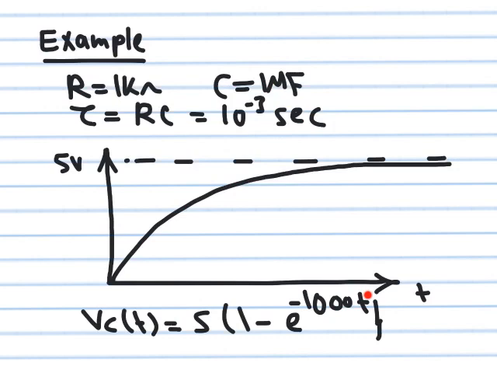Because, you see, if you put t equal to tau, which is 10 to the minus 3, this will give you e to the minus 1 here. 1,000 times 10 to the minus 3. E to the minus 1 is 1 over 2.87. So this number will be a little bit greater than 0.67. So after 1 tau, your voltage has already reached maybe 0.6 of its final value. So after time tau, you see this is tau here, the voltage has reached around 0.6 something of its value.